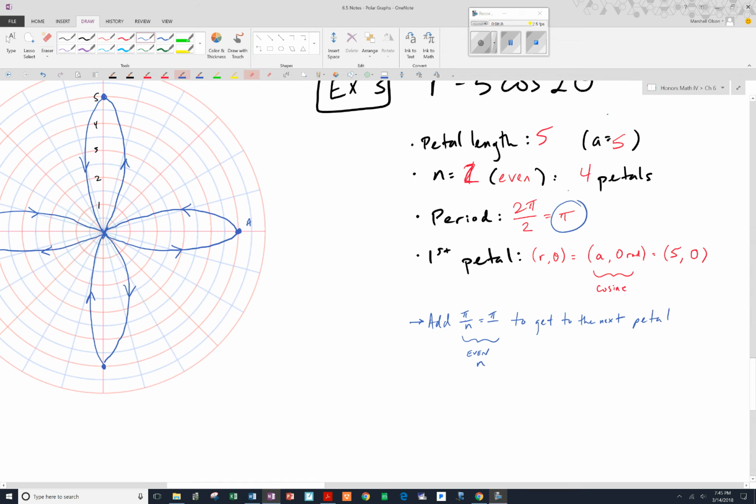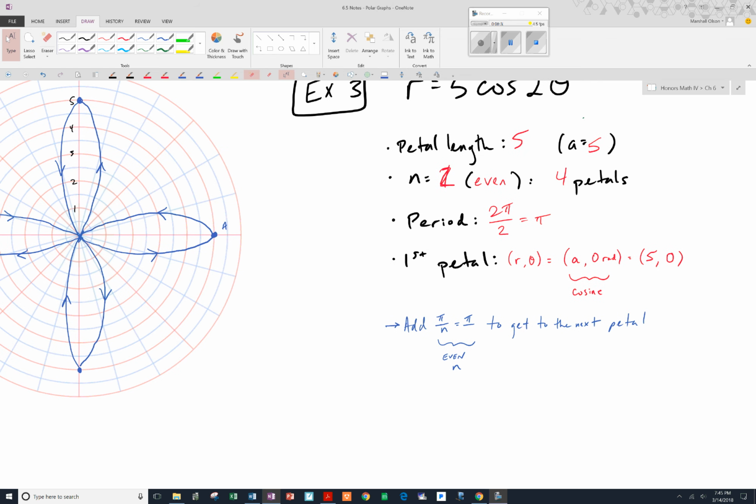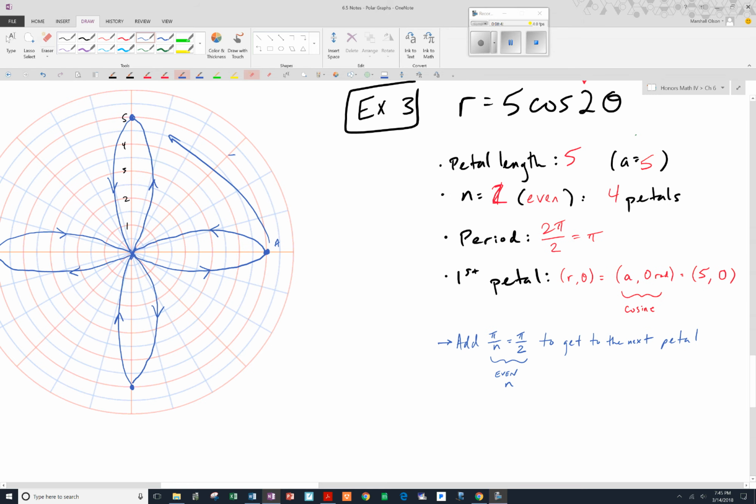The period is pi. Okay. The period is pi. But to get to the next petal tip, I got a little ahead of myself here. Since we have an even number of petals, we really are taking pi over n, which is 2, to get to the next petal tip. So from here to here is pi over 2. Now that's the next petal tip on the graph.